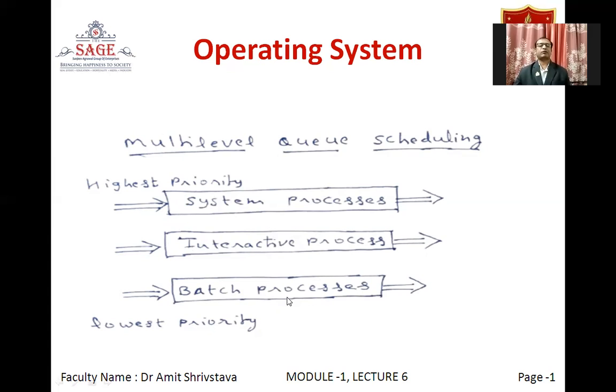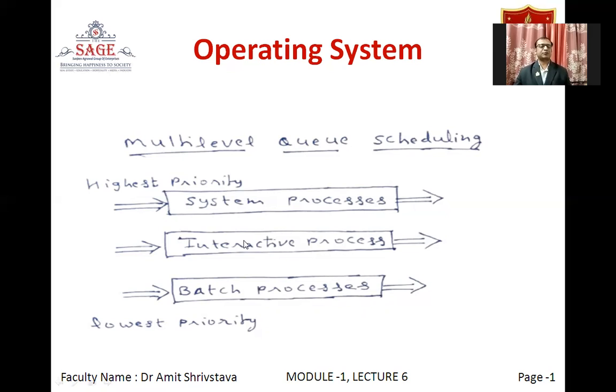The next kind of processes are the batch processes. Batch processes can be like printing. We want to print 1,000 pages of one file, so it can go on in the background, and therefore it will have lower priority than the interactive process. So here the higher level queues will have absolute priority over the lower level queues.